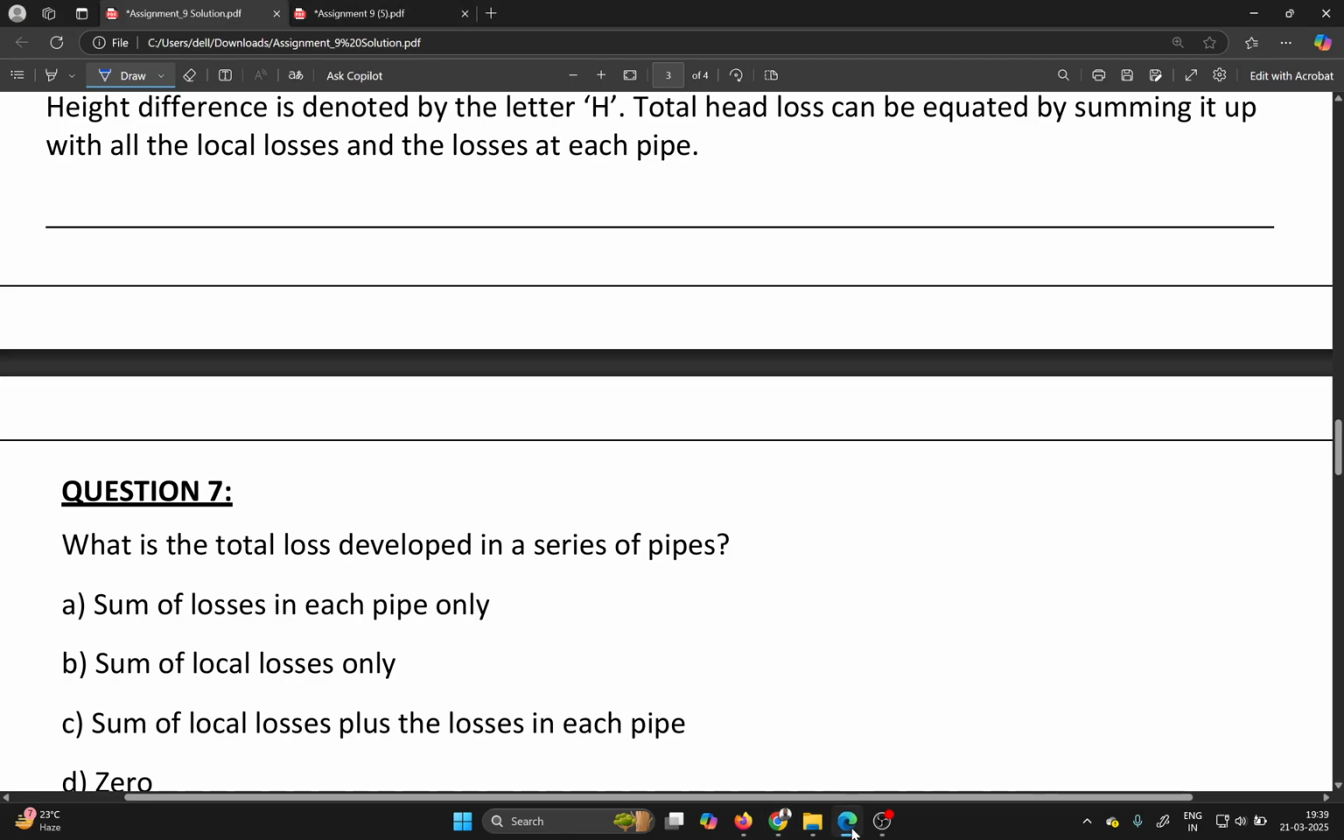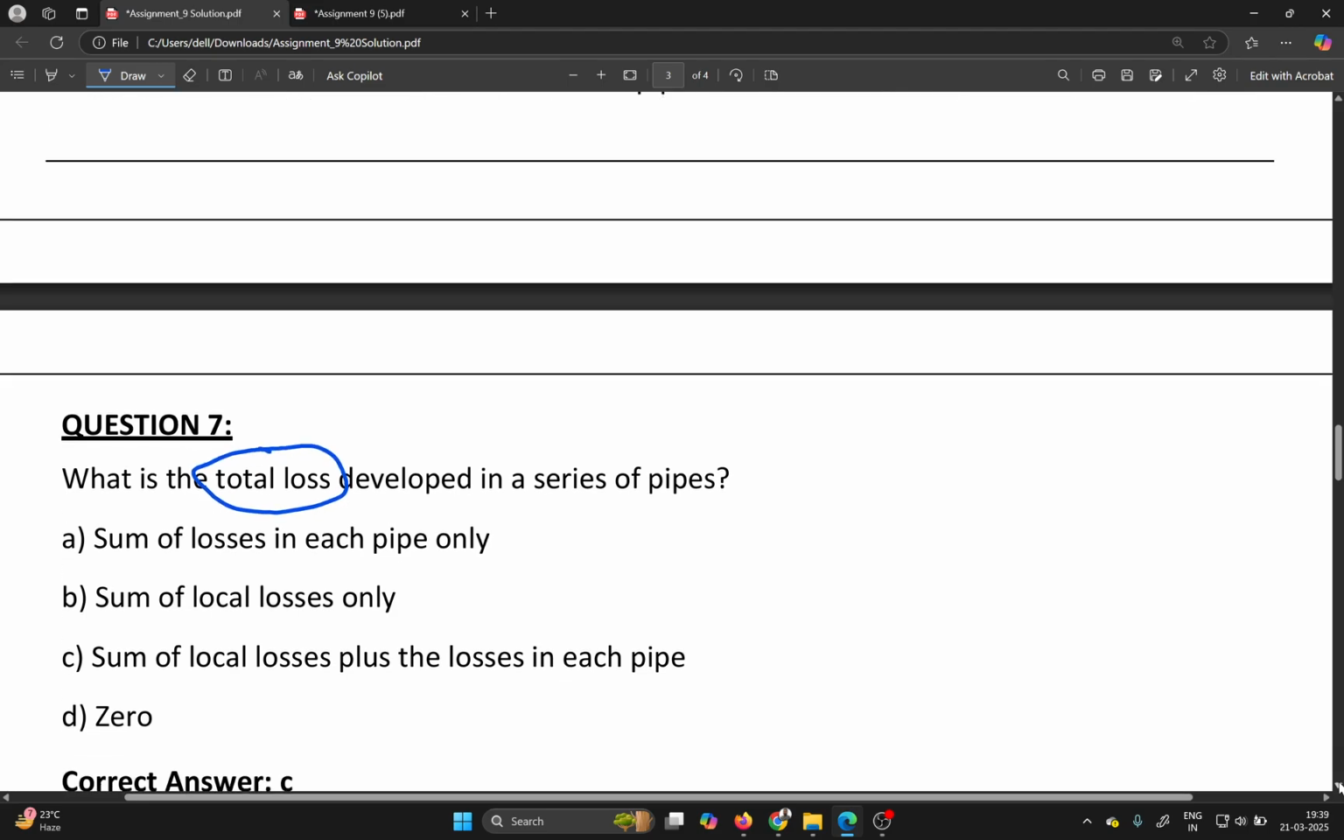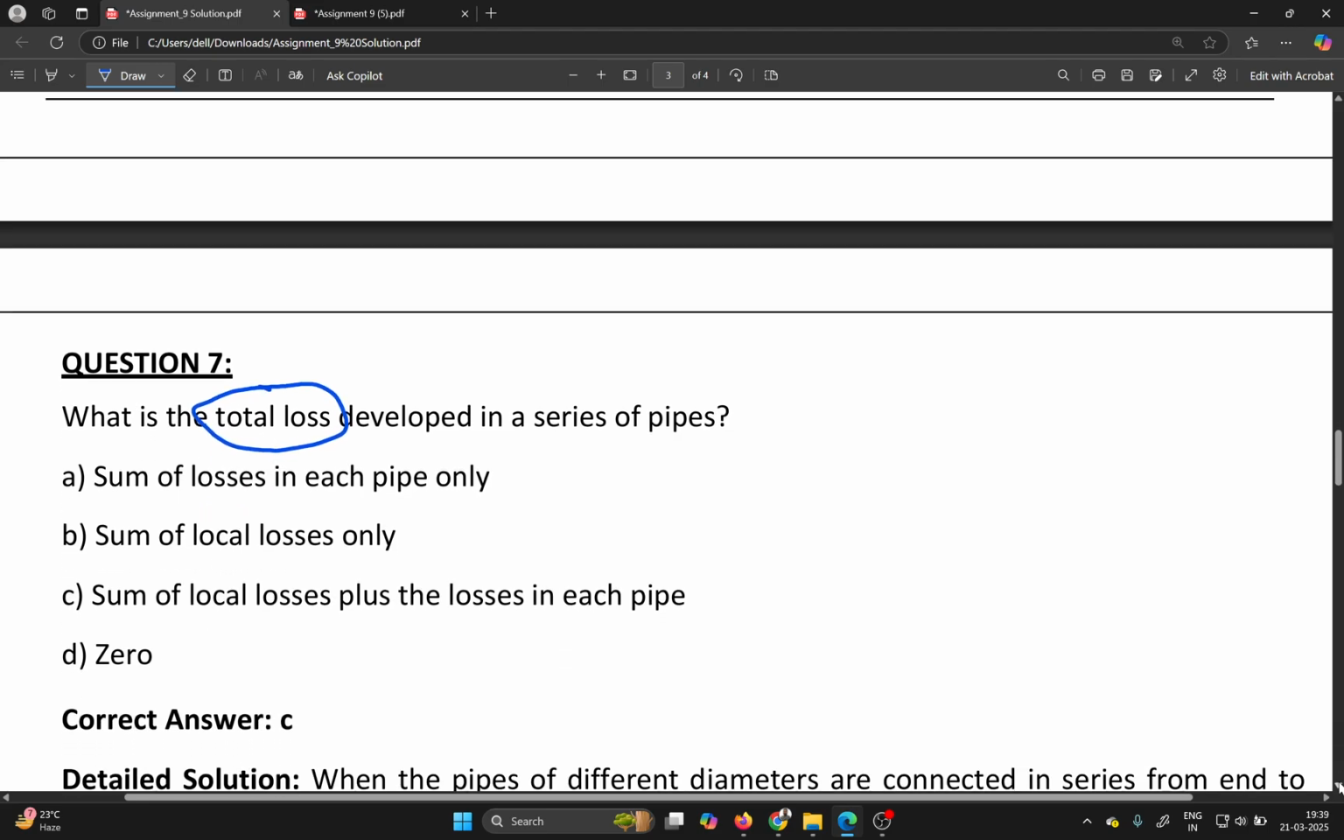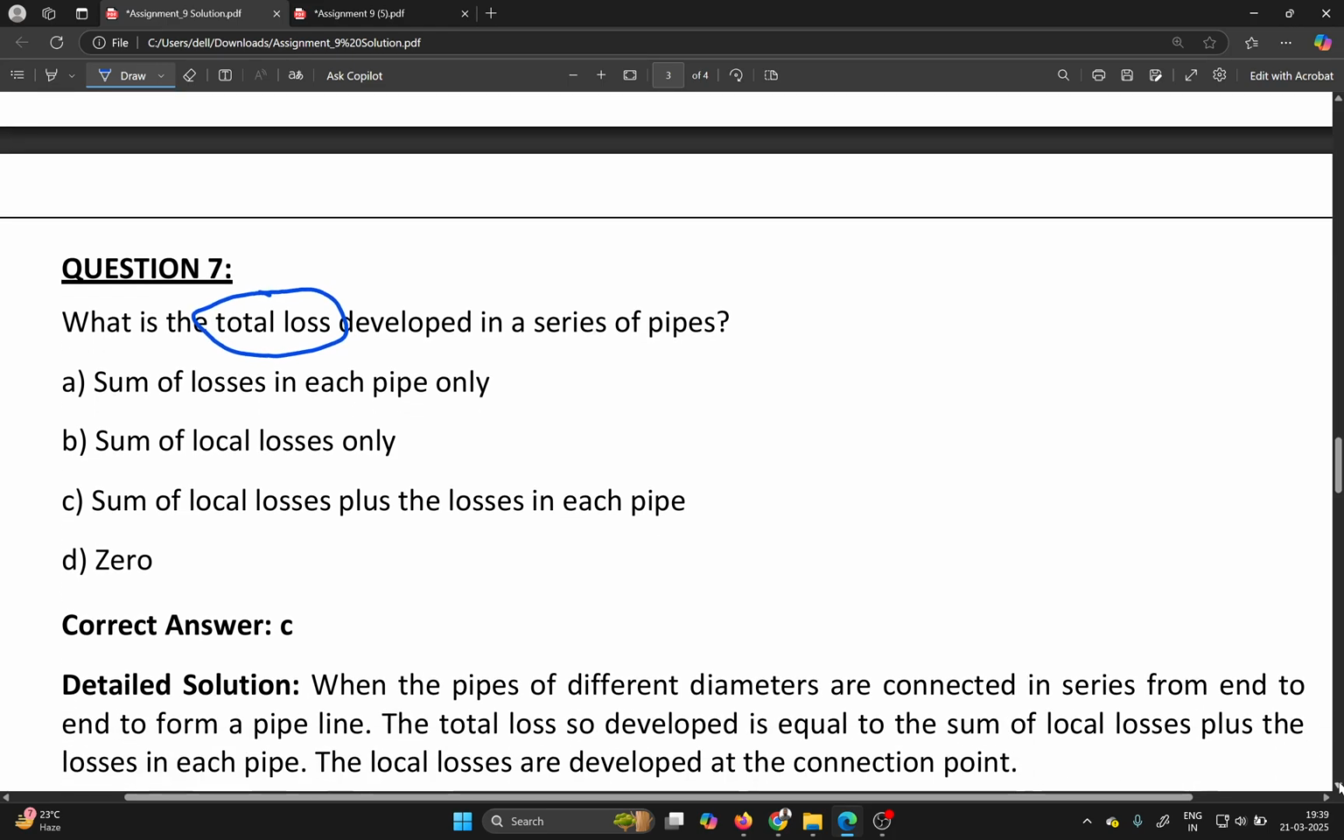Definitely, we are talking about the total loss. So definitely the pipe loss and whatever the local losses, meaning the bend loss and the elbow loss, will also be considered here. What is the description if you want to see here?